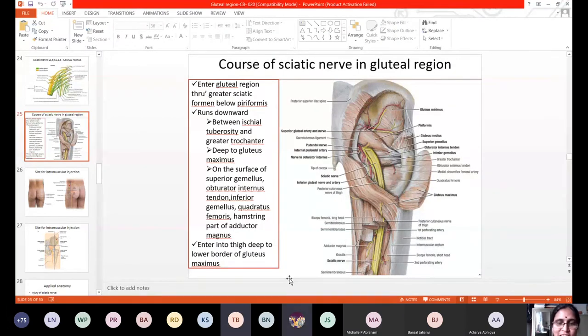All of you, those who are not listening, also listen carefully. It's an interaction, and if you have queries, you ask, okay? Please feel free to ask. Now tell me, my dear students, the sciatic nerve enters into the gluteal region through which foramen? All of you, unmute your mic and answer the question.